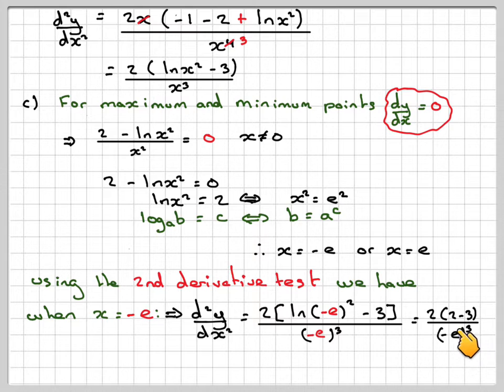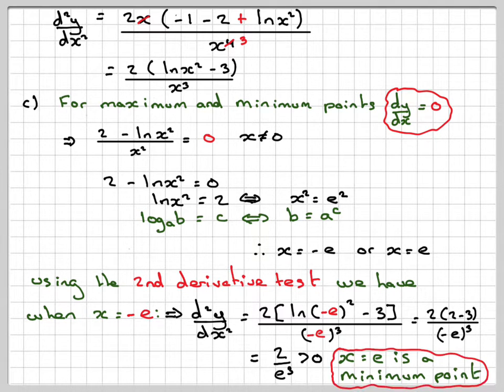So here on the top, we're going to have 2 over e to the 3. In fact, we're going to have a minus divided by a minus. That's why it becomes positive. So if that is positive in the second derivative test, that means the point is a minimum point. Just have to be careful if the second derivative comes out to be equal to 0.